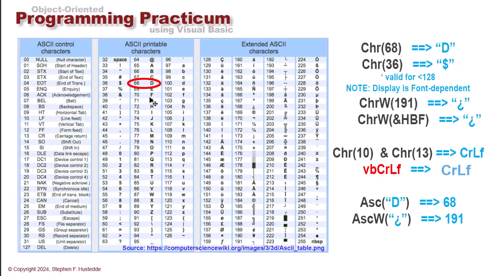One of those is the CHR method. Remember that methods have parentheses. That's one way to tell it's a method. So CHR is a method, and inside the parentheses we put the decimal value of the character we want to display. So CHR 68 would display an uppercase D. CHR 65 would display an uppercase A. 36 would display the dollar sign. Now that CHR method is valid for ASCII numbers that are less than 128.